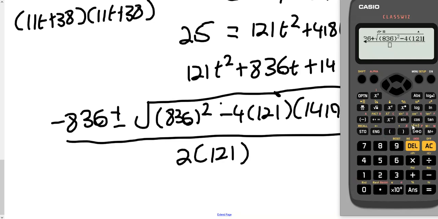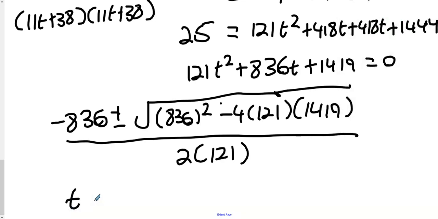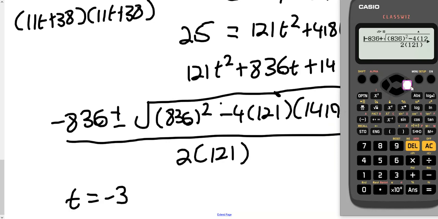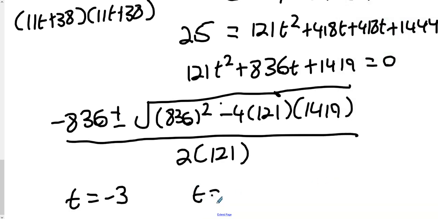1419, and 2 times 121. Imagine it, the answer coming out as that. T is minus 3. And then, sort of disappointed almost that it comes out so easy. And then the other answer is minus 43 over 11.